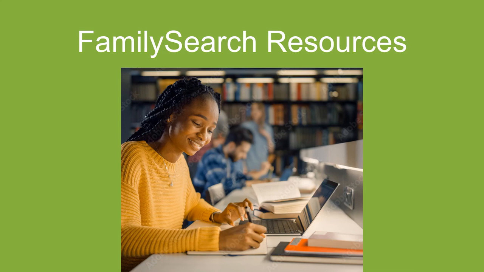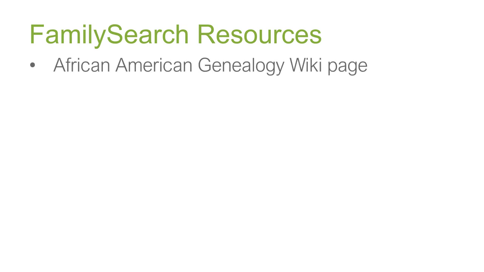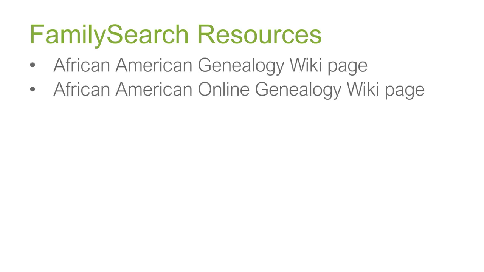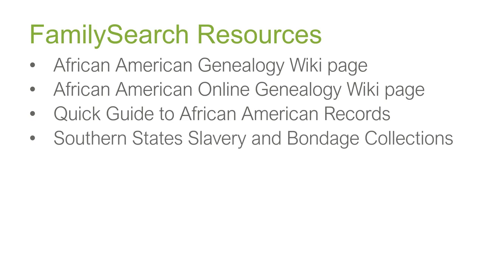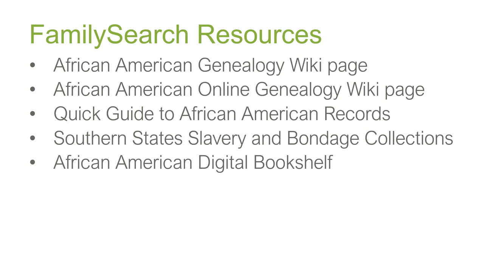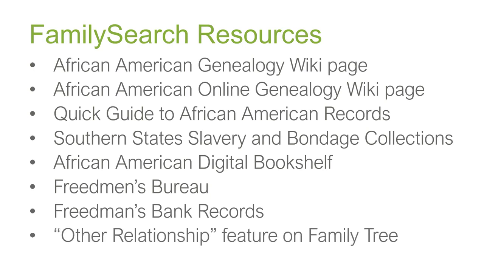Next, we are going to introduce some key FamilySearch resources for researching your ancestors. These resources include the African American Genealogy Wiki page, African American Online Genealogy Wiki page, Quick Guide to African American Records, Southern States Slavery and Bondage Collections, African American Digital Bookshelf, Freedmen's Bureau Records, Freedmen's Bank Records, and the Other Relationship feature on Family Tree.